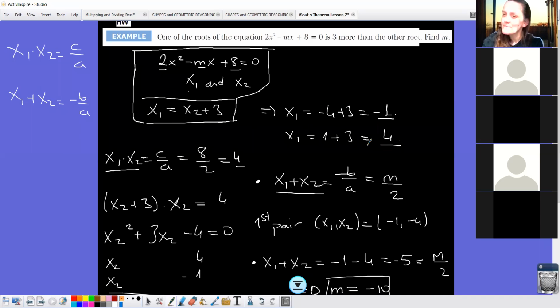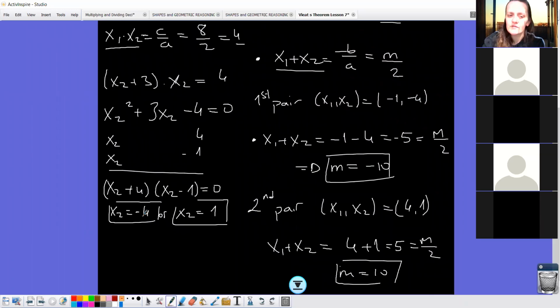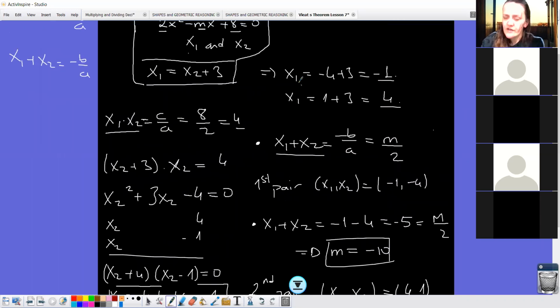Teacher, why here -4 and 1? Because we found here x2 is equal to -4 or 1. Okay. And then I'm writing here x1 is equal to x2 plus 3. So instead of x2, I'm writing -4. Then I will find first x1, which will be -1, and then the second x1, it is 4. It's okay? Now we know the x1 and x2.